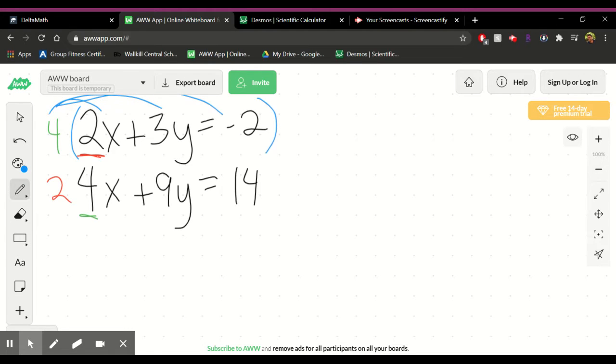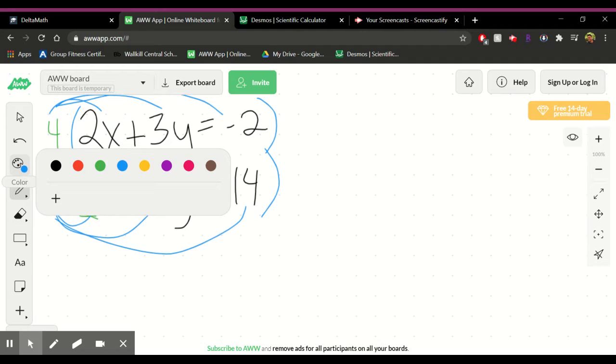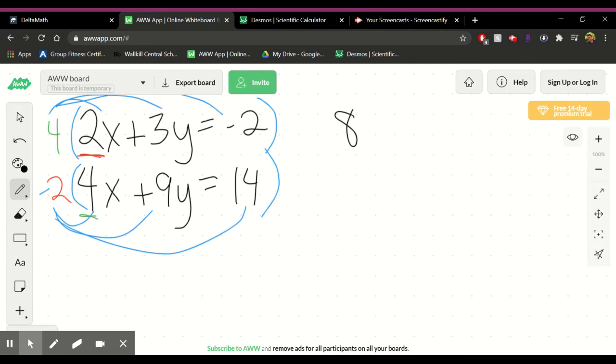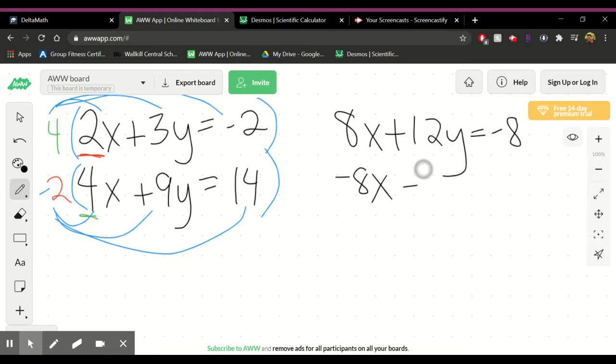So one of those numbers, because 4 times 2 is 8, and 2 times 4 is 8. But I can't just multiply it by a positive 2. I have to make one of these a negative in order for them to eliminate. So I'm going to make the bottom one a negative. So when I distribute the top one, I get 8x plus 12y is negative 8. And on the bottom, I get negative 8x, which is nice, so I'll be able to eliminate, minus 18y is negative 28.